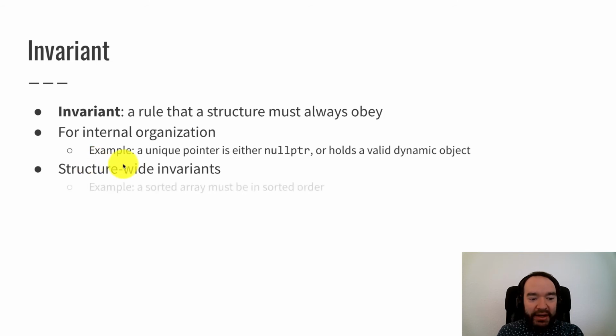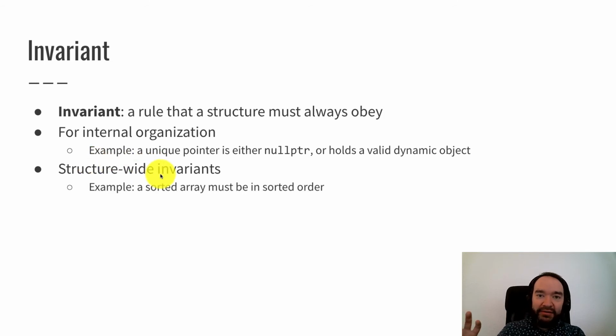There can be structure-wide invariants. So that would be an invariant that applies to the whole structure. For example, if we have a sorted array as a data structure, it has to be in sorted order. That's the point of a sorted array. So that would be an invariant that applies to the whole thing.